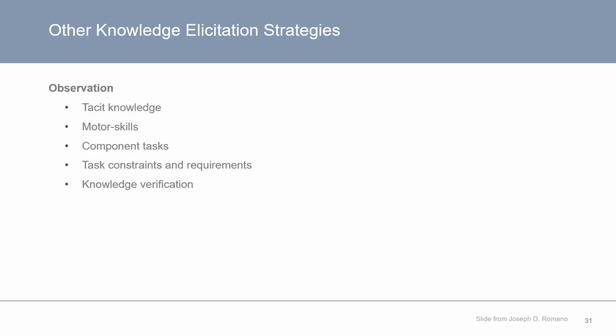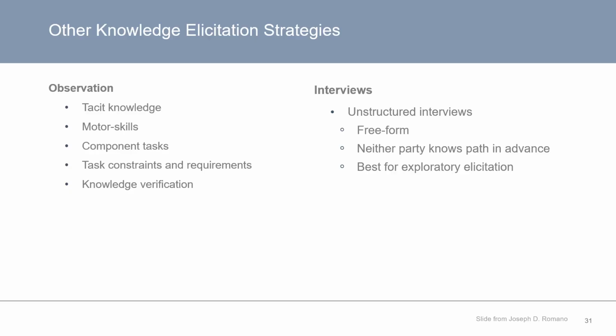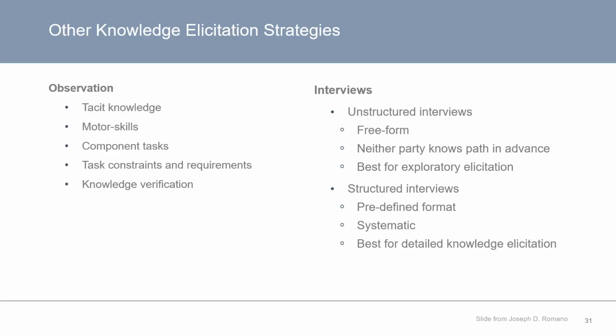Some other knowledge elicitation strategies include observation of tacit knowledge, motor skills, component tasks, task constraints and requirements, and knowledge verification. Also, interviews, where unstructured interviews are generally free form, where neither party knows the path in advance, and this approach can be best for exploratory elicitation. Also, structured interviews, which follow a predefined format, take a systematic approach, and are best for detailed knowledge elicitation.